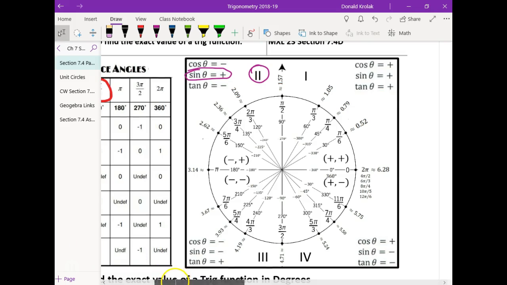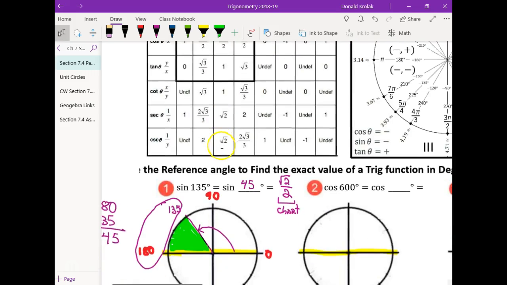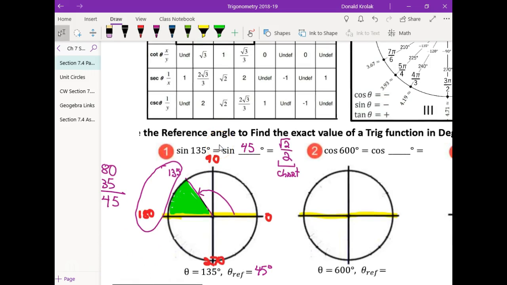So all you got to know is once you pull the value out of here, guys, just remember, all students take calculus. So S is telling us that sine's positive is the only one that's positive in that quadrant.